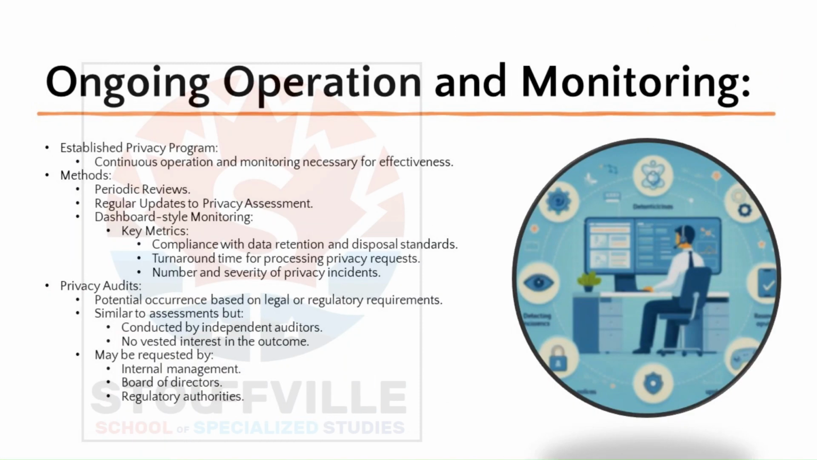Ongoing operation and monitoring. Once our privacy program is well established, it's essential to continue operating and monitoring its effectiveness. This involves a combination of periodic reviews, regular updates to the privacy assessment, and monitoring key metrics through dashboard-style monitoring. These metrics may include compliance with data retention and disposal standards, turnaround time for processing privacy requests, and the number and severity of privacy incidents.